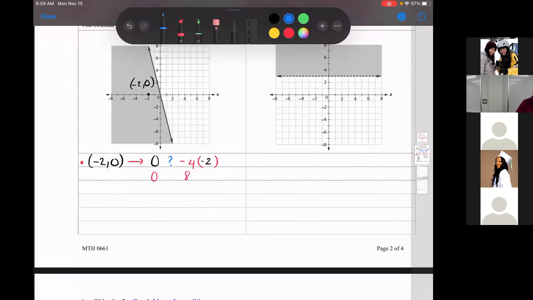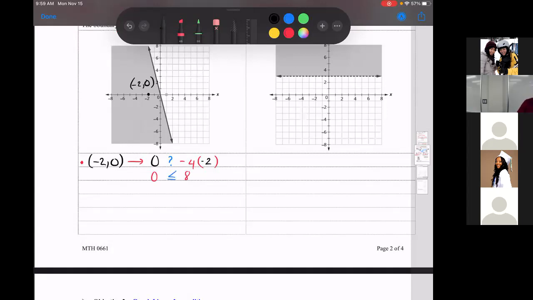Which one is bigger? 8. So what should I put here? 0 is what? 8. Less than what? It's a solid line. Less than or equal to, right? Because solid line. Pick another point.